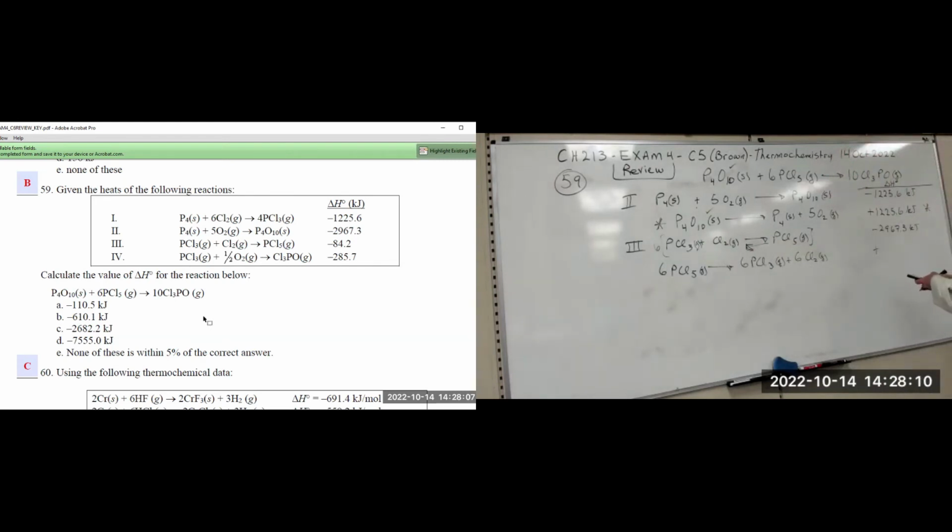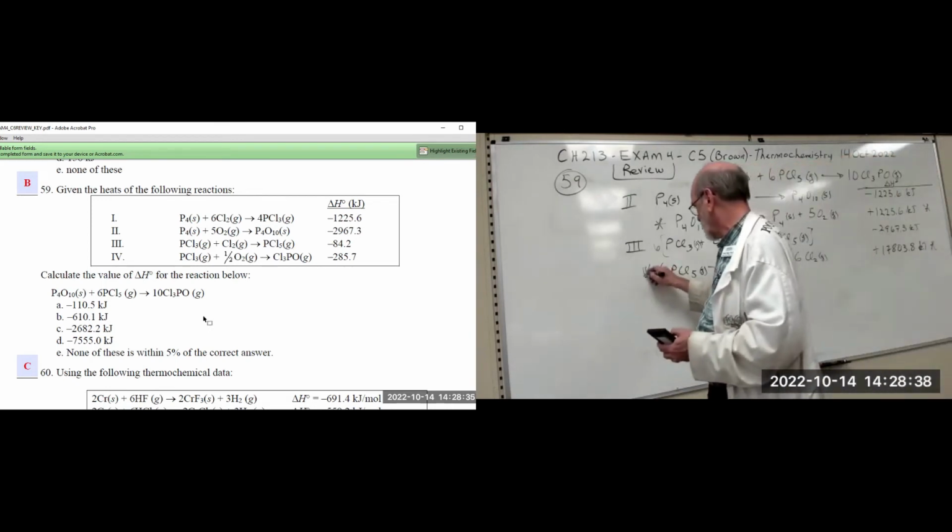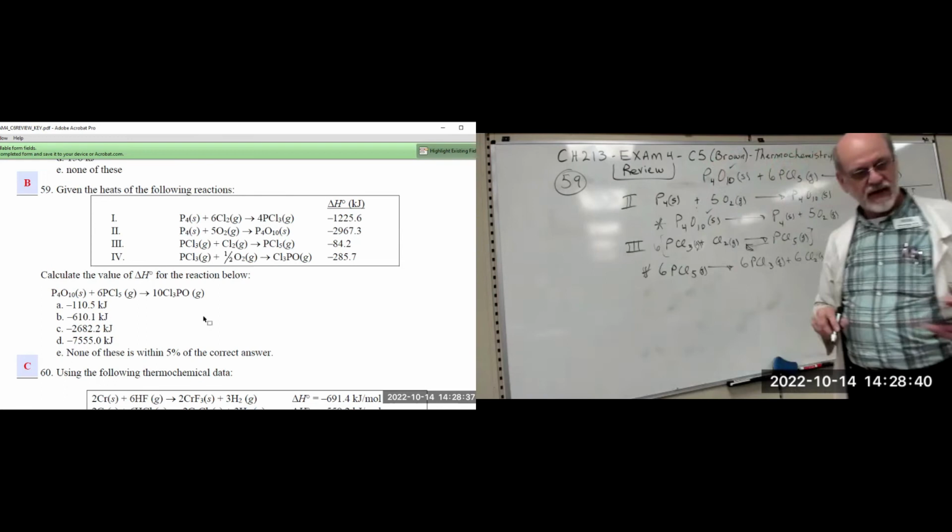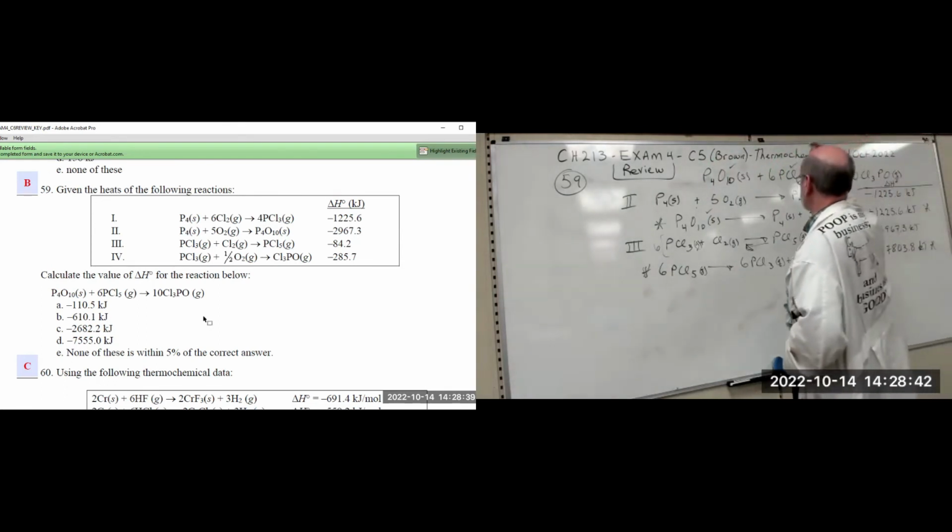So 2967.3 and 6 times. So we get 13.8 kilojoules. 6 times that. 6 times 3 is 18. Okay, so we're going to use that one and that one. All right, so we took care of this one and that one.